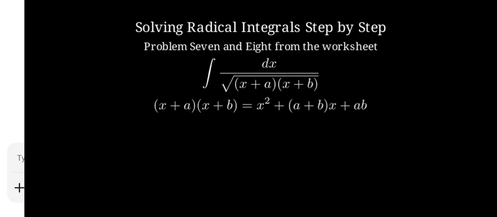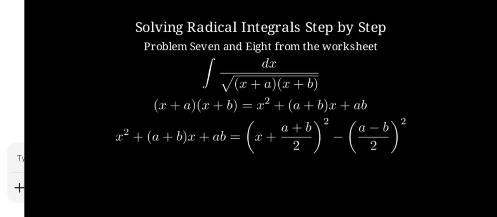We need to integrate the reciprocal of the square root of (x plus a)(x plus b). We'll start by expanding and then completing the square. We rewrite x squared plus (a plus b)x plus ab as (x plus half of (a plus b)) squared minus ((a minus b) over 2) squared. This matches the form we need to use the standard logarithmic antiderivative.